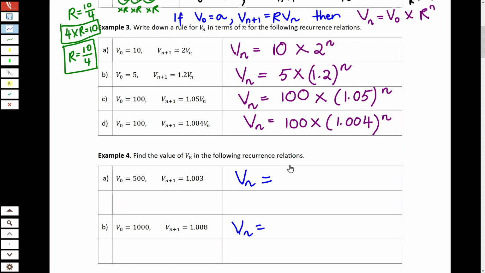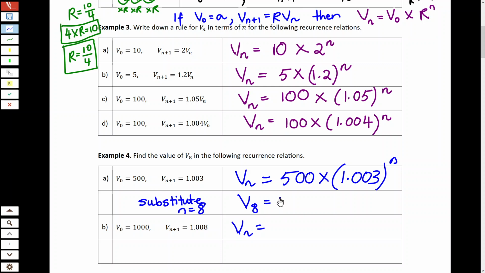Okay, I want a rule. So do the exact same thing as example 3 here. 500 times 1.003 to the n. Okay, you'll need your calculators for this. So you don't have to write this, but what I'm doing is I'm substituting n equals 8. So V8 equals 500 times 1.003 to the power of 8. And you'll need to get a calculator for this part.